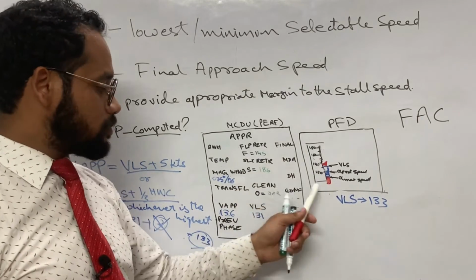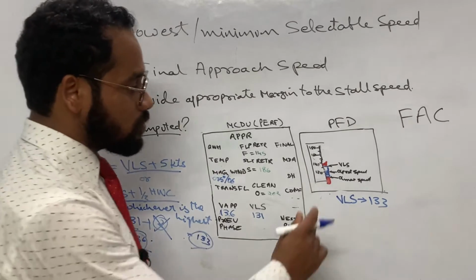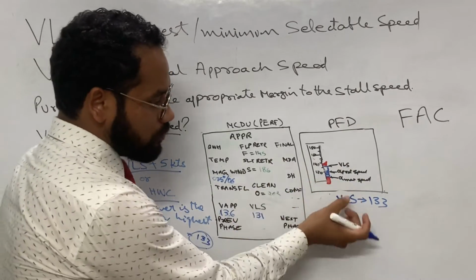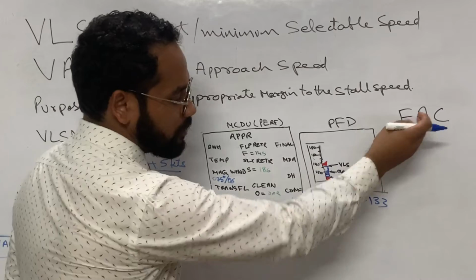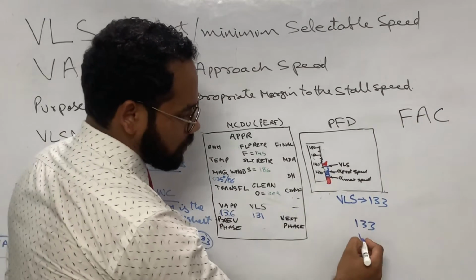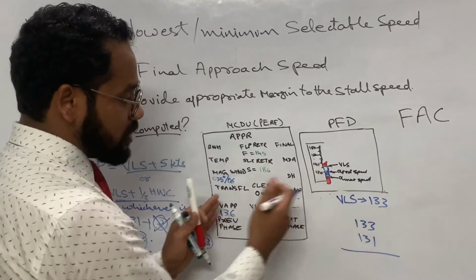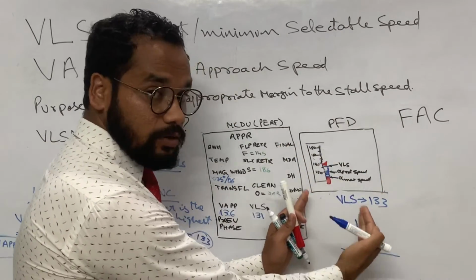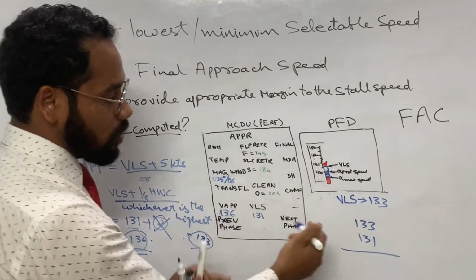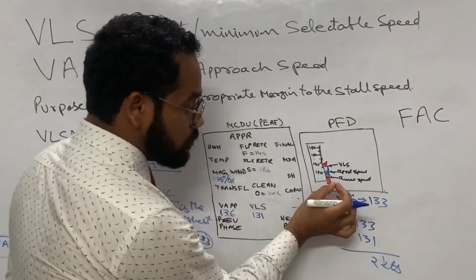So what the pilot can do is modify this VAPP. But how much to modify? That depends on the difference between the VLS values. If you see the VLS in this case, which is computed by FAC, it is 133. And here in this case it is 131. So what you need to do is check the difference between VLS indicated on the PFD and VLS indicated on the MCDU. How much is the difference? 2 knots, right? So 2 knots is the difference between VLS.